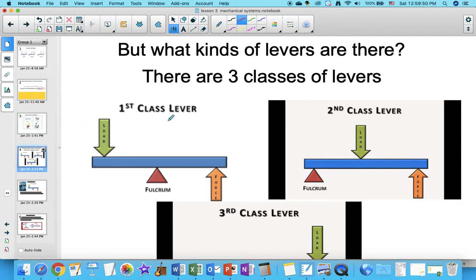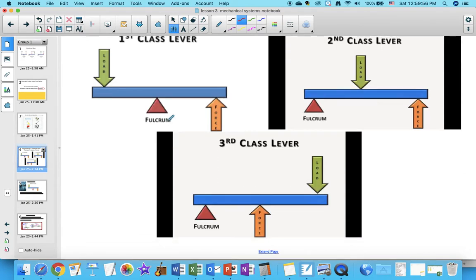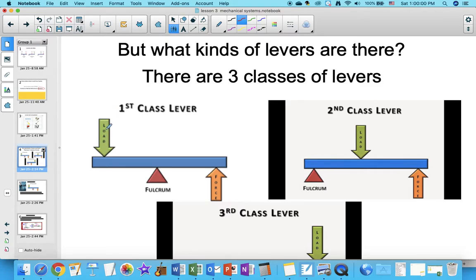So, what kinds of levers are there? There are three kinds: first class, second class, and third class. You may see, oh, that's where the load is, that's where the force or effort is, right? Now, you can see the arrow here. The arrow can come down here. You don't have to get confused by that. It doesn't really matter. But you can see that the load is here and the effort force is here.